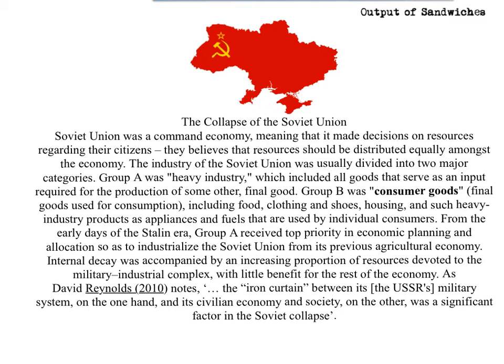As I've put here, the Soviet Union was a command economy, meaning they made decisions on resources regarding their citizens. They believed that resources should be distributed equally amongst the economy, so they decided how it was going to be distributed. Now, the industry of the Soviet Union was usually divided into two major categories, and I've just labelled them Group A and Group B. Group A was based on heavy industry, quite a lot of that was actually military weapons at that point. And Group B was consumer goods, and what I mean by that is just the everyday goods that you purchase from the shops, the food, the clothes, shoes, housing, and so on.